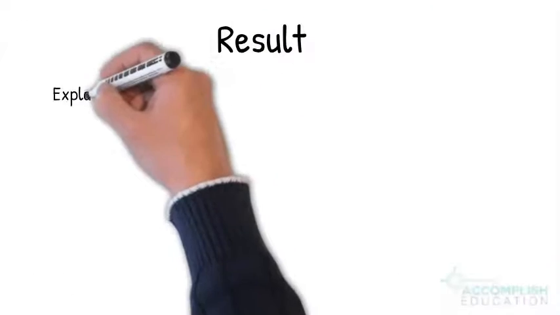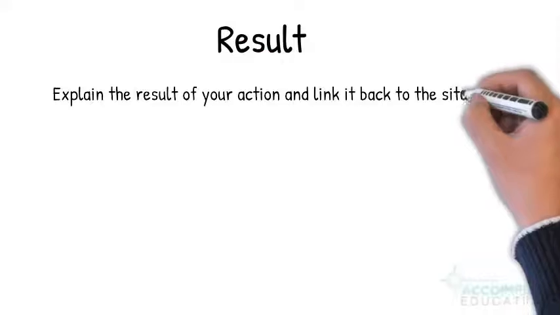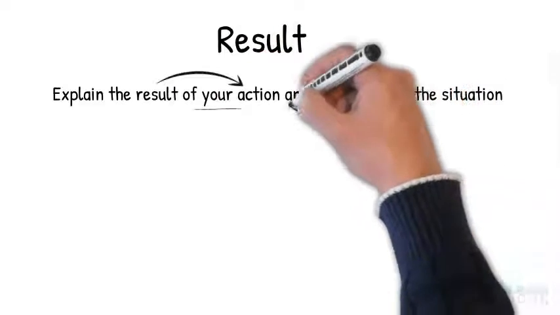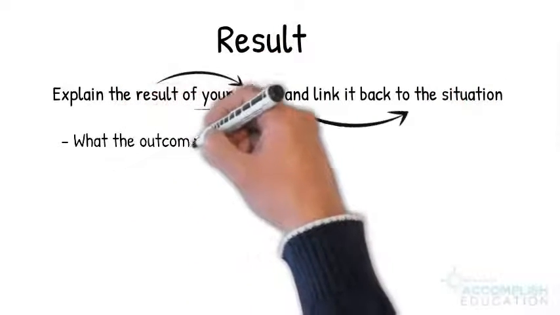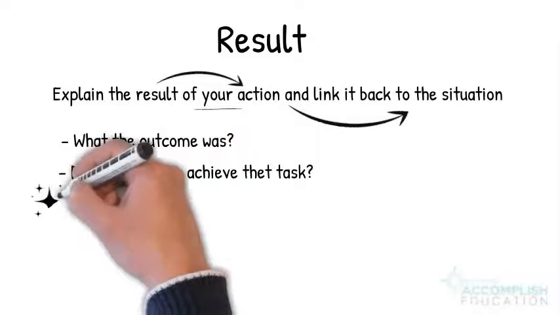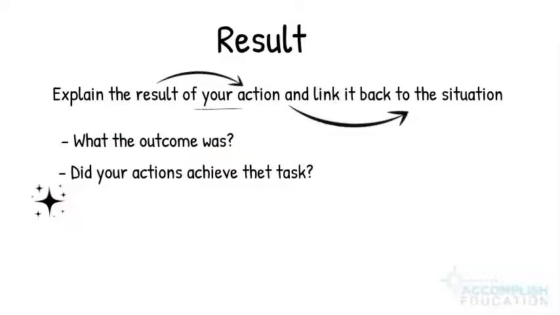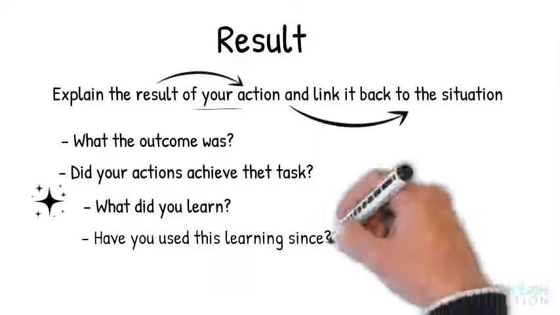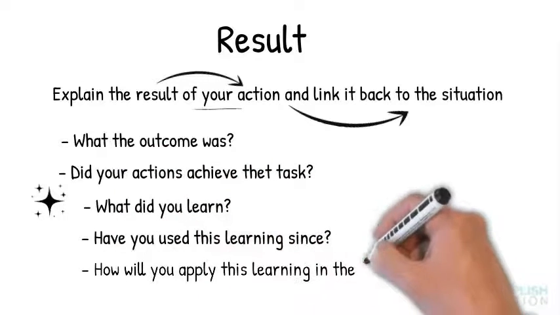When you're explaining the result, you want to explain the result of your action and link it back to the situation. You want to explain what the outcome was. Did your actions achieve the task? And then to really give your result some impact, explain what you learned and have you used this learning since, and how will you apply this learning in the future.